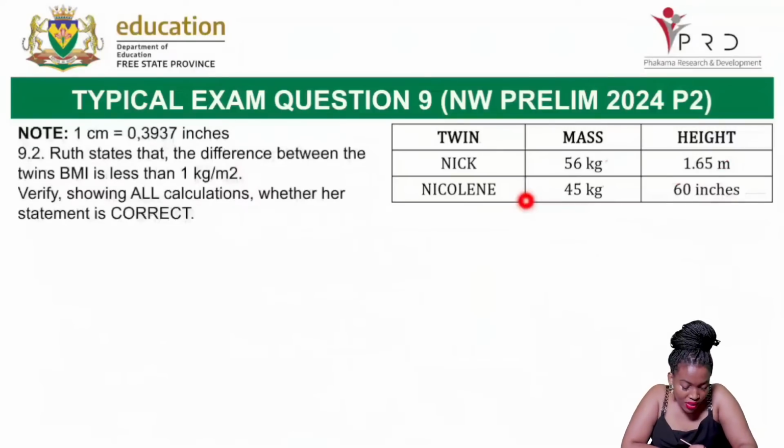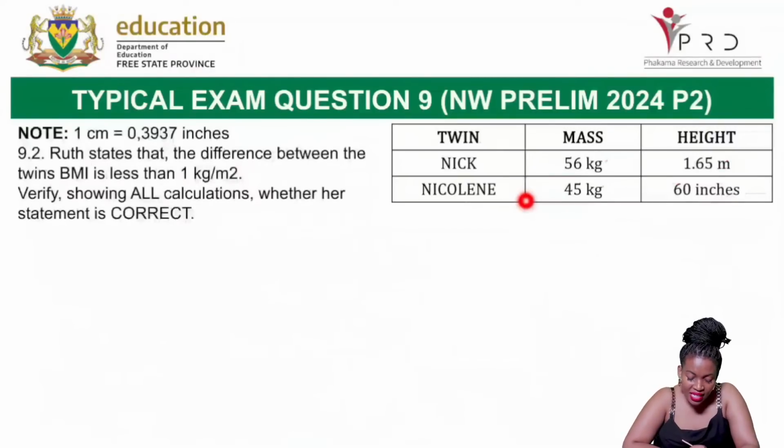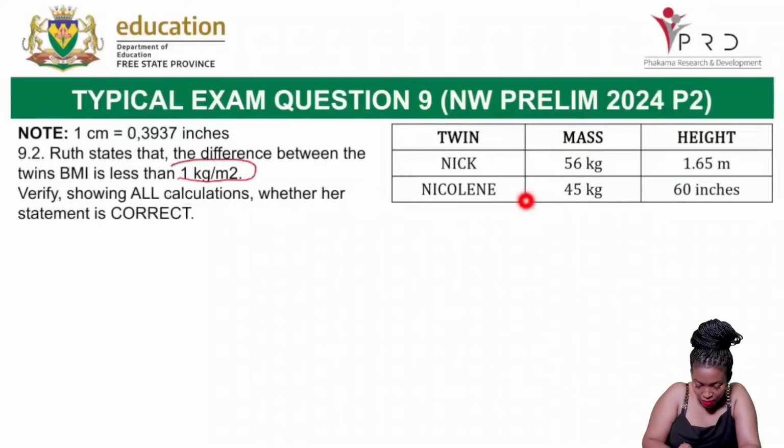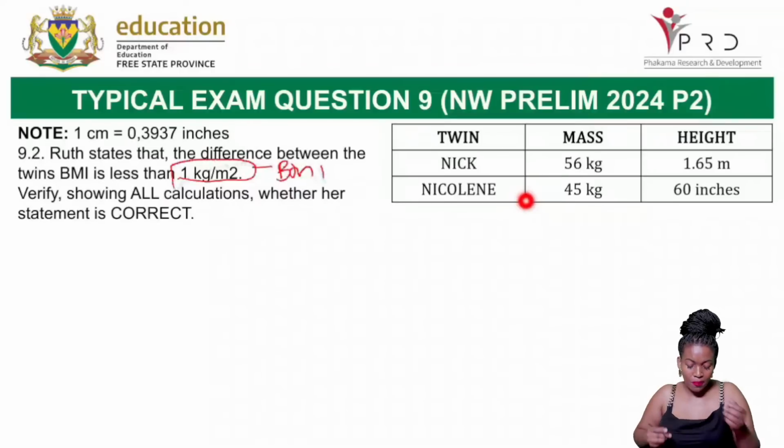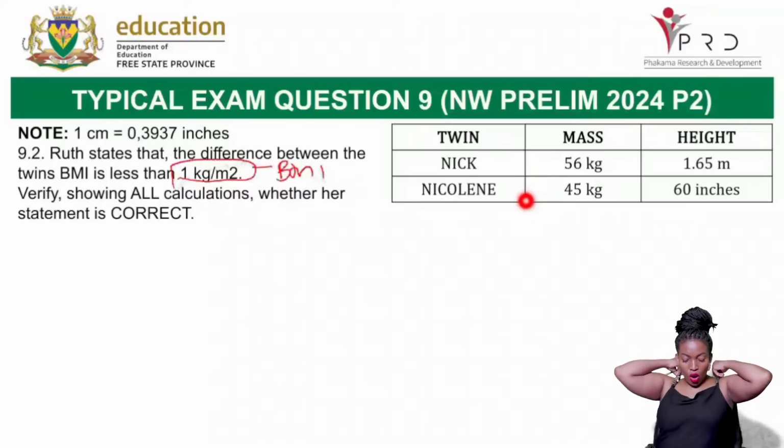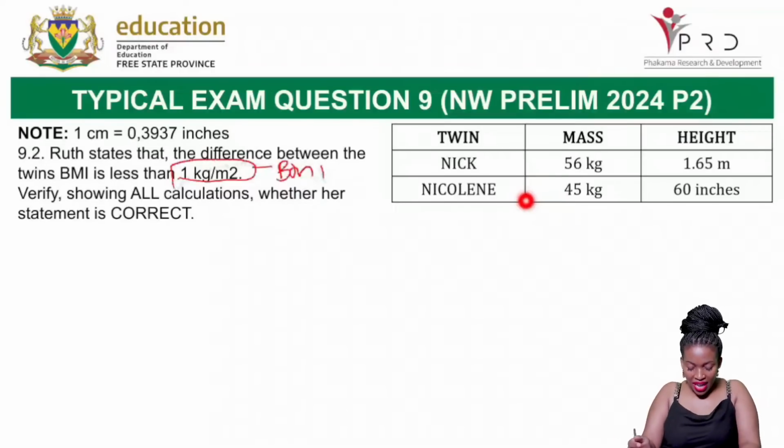9.2, Ruth states that the difference between the twins' BMI is less than 1 kilogram per square meter. Remember, this is the unit for BMI. Verify, showing all calculations, whether her statement is correct.